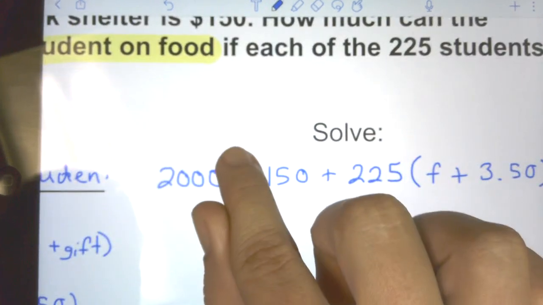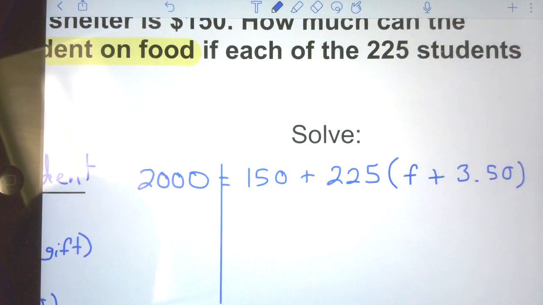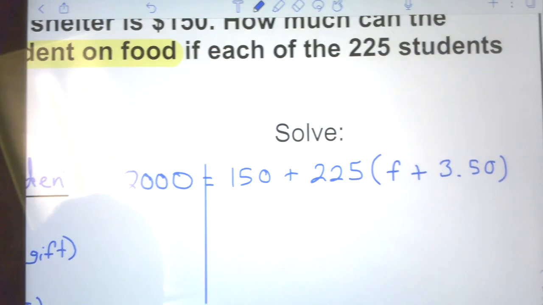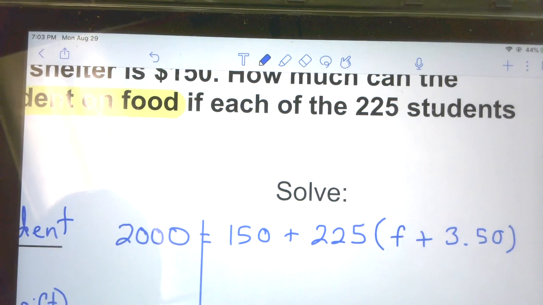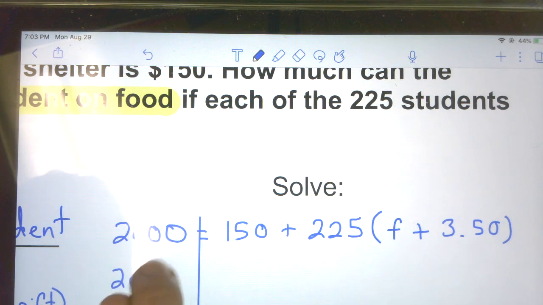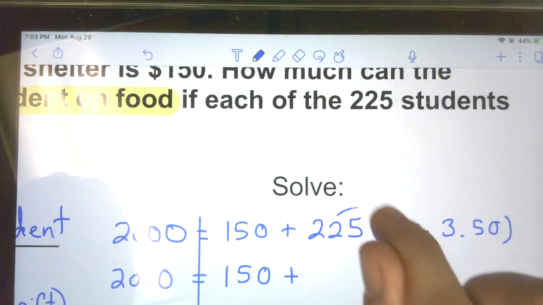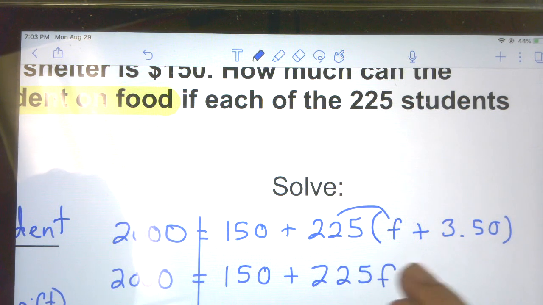So I'm going to start by divvying up my sides here, left side, right side. Our first step is always going to be look for distribution. I'm trying to get that glare out of the way. So that would be between the 225 and then everything in the parentheses. So I'm going to bring down 2,000. 150 comes down, and then we distribute 225 times F. That's easy enough. That's 225F. This is where I'm going to use Desmos.